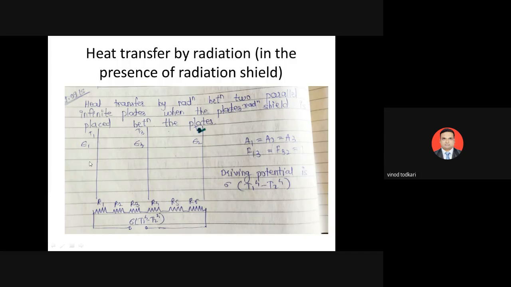Now, let us consider the first case. When heat is flowing from T1 to T3, there will be 3 resistances, R1, R2, and R3. What is the first resistance? Surface resistance of plate 1. Then shape resistance of plate 1 with respect to 3. Next, surface resistance of plate 3.